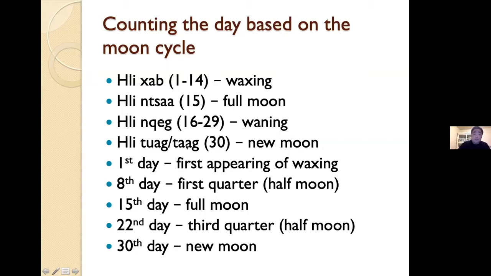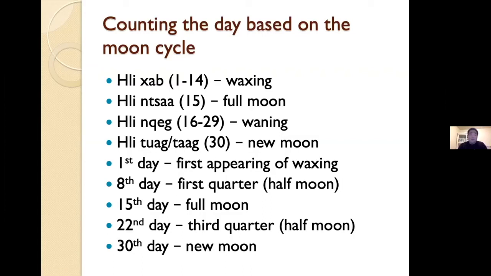I'll give some example, okay? When the moon becomes completely dark, completely dark, that is the last day of the moon cycle, the moon phase of that month. So back to the first day, you see the first appearing of the waxing. The first appearing day, okay. The numbers here, some months are different too. Some months it falls on a different day.